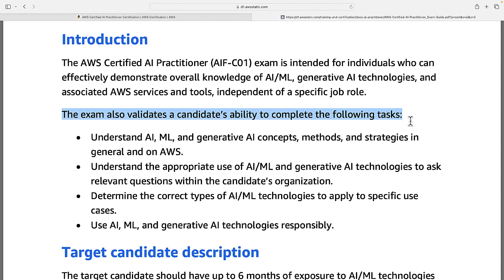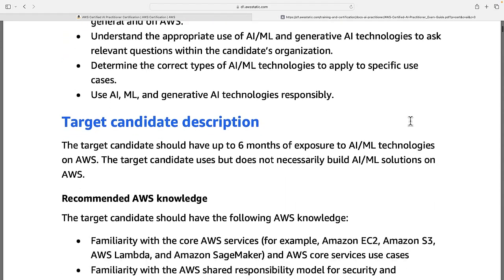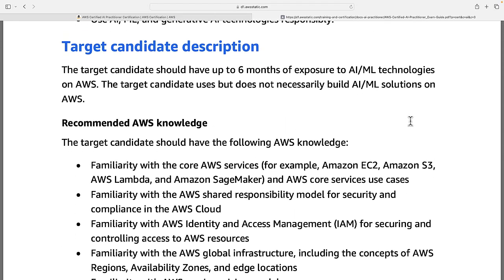and we need to just understand some of those fundamental concepts to make sure that we don't make any mistakes that could be costly to the organization. Now, as you can see here in the target candidate description, it does say the candidate should have up to 6 months exposure of AI/ML technologies on AWS. Certainly, if you're doing our training courses, that's not true.